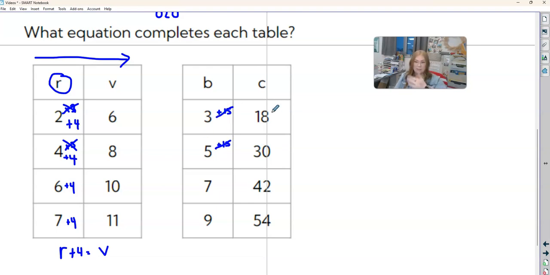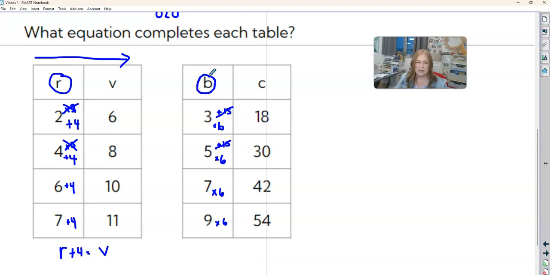So another way to get bigger would be to multiply. So 3, 6, 9, 12, 15, 18. So that went in there 6 times. So if I times by 6, that's 18. So let's see if that works. 5 times 6 is 30. 7 times 6 is 42. 9 times 6 is 54. So every single time we times by 6.